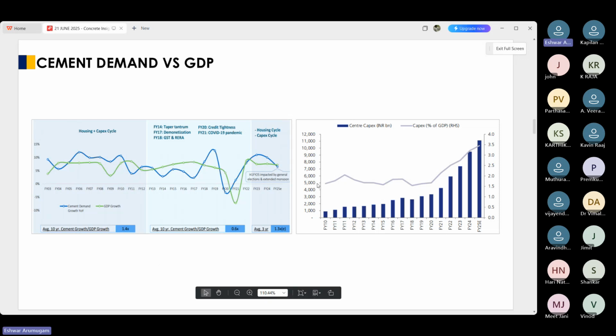And if you see the Centre's capex as a percentage of GDP, and in absolute terms as well, it has been constantly increasing over the past 2 decades. So this augurs well for the cement industry, and the continuity of the incumbent government and its policies will ensure stability and sustain investment in infrastructure. So this will be good for the cement industry. Let's move on to the next slide.